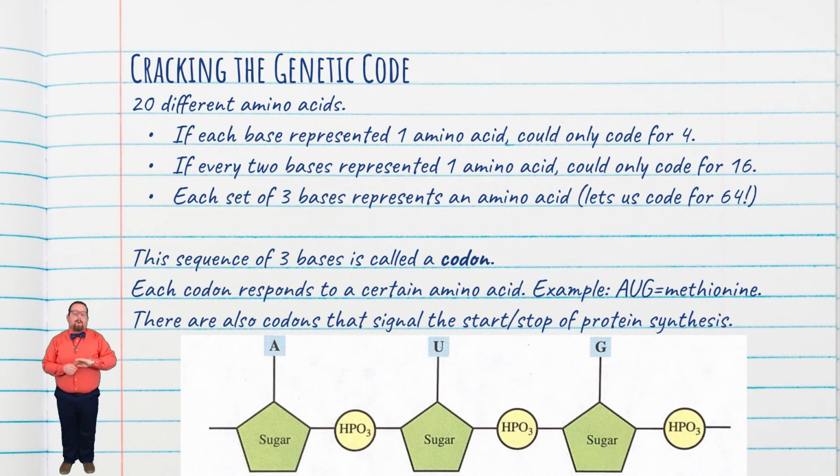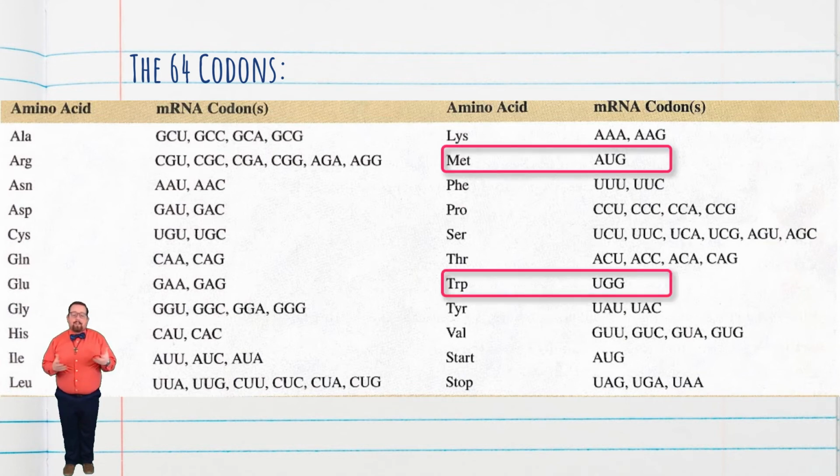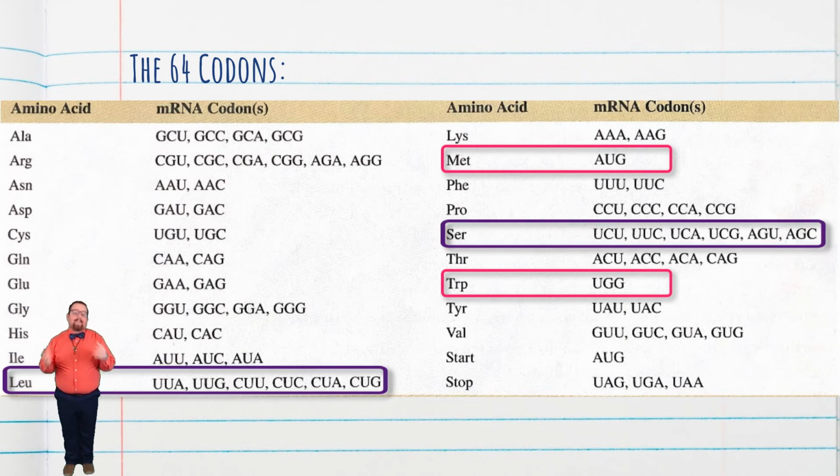Each of these 64 possible codons corresponds with an amino acid, or it's a signal to stop protein synthesis. So for example, the sequence AUG is the codon that signals the start of protein synthesis, as well as corresponding to the amino acid methionine. On this chart, you can see which codons respond to which amino acids. That information is also included on that chart of amino acids I gave you in the last set of notes. Some amino acids, like methionine or tryptophan, only have 1 codon. Others, like leucine or serine, respond to 6 different codons.